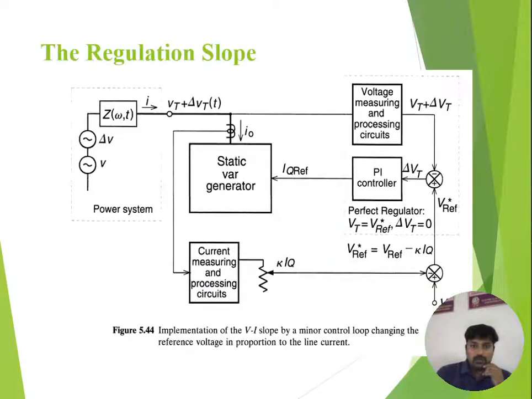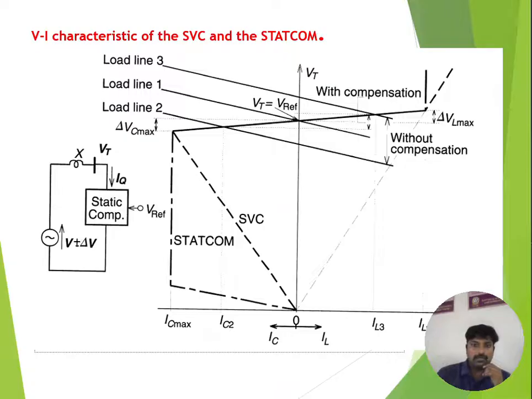Coming to the regulation, these are some VI characteristics of SVC and STATCOM. Here we can clearly observe that we are considering three load lines. One is equal to the terminal voltage, one is above the terminal voltage, one is below the terminal voltage. So three types of load lines are considered here. SVC is gradually increasing and STATCOM is instantly increasing. This is based on the converter and that is based on the variable impedance type.